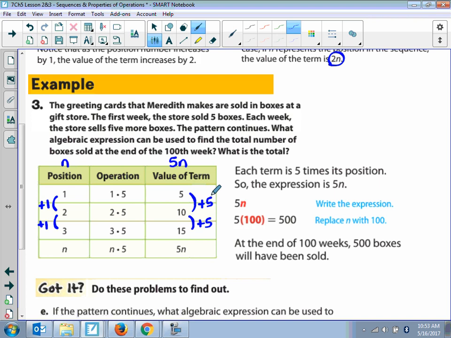Does that make sense? So now it says to find out what is the total after the 100th week. So here you're going to evaluate the expression that you just wrote when n is equal to 100. So here you're just going to get your expression, then you're going to substitute, and then you're going to simplify to get your final answer. So at the end of 100 weeks, 500 boxes will have been sold.